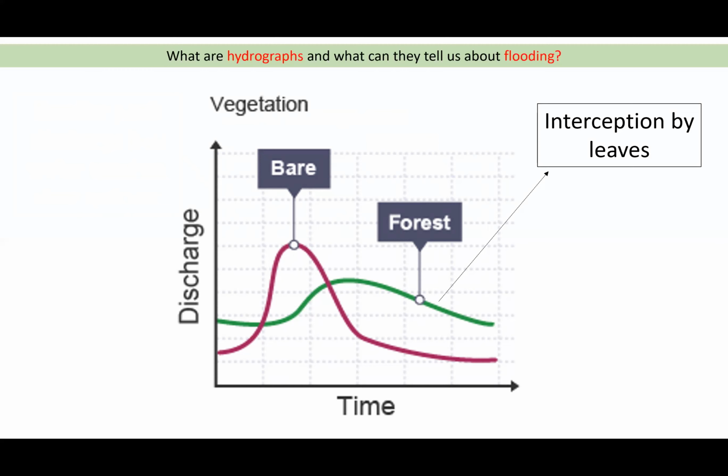In an area with very little vegetation, all of that rainfall has got to go somewhere, and so it's probably going to end up in the river channel. It will join the tributaries and it will join the main channel. And this will mean that the water entering the river will get there much, much quicker and is likely to lead to more water in the river. So we have a higher peak discharge and a shorter lag time.